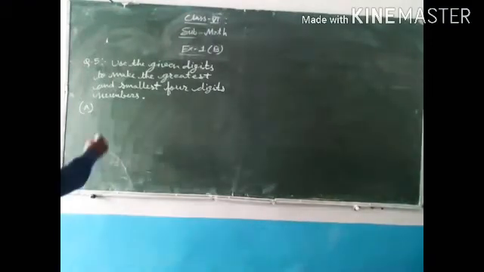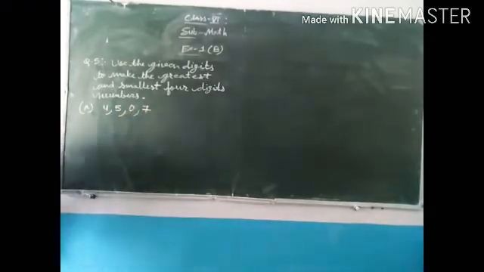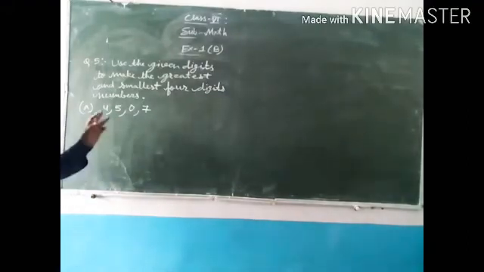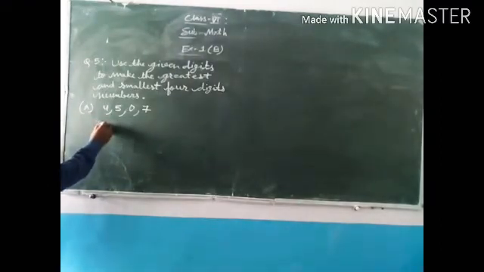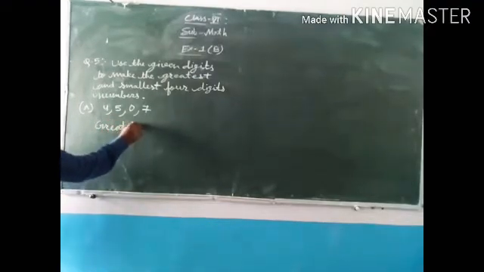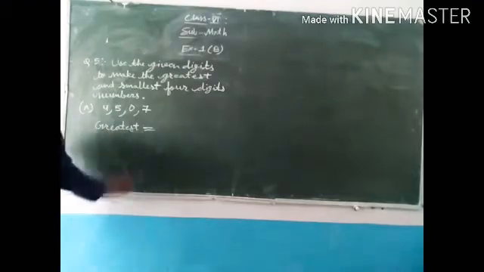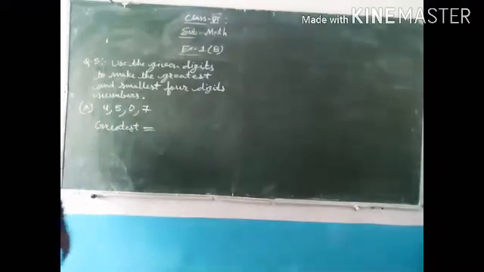So first one, 4 5 0 7. These are 4 digits, and by using these digits we have to make the greatest and smallest number of 4 digits. Look here: greatest number of 4 digits, and we already have 4 digits, so that means we have to use only these 4 digits. Okay.